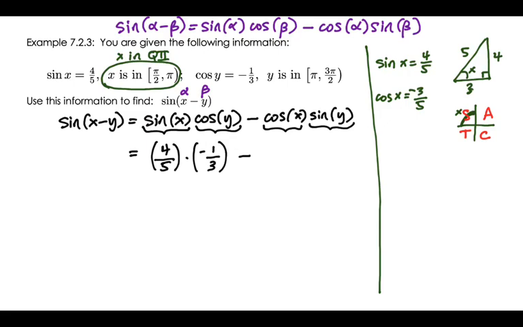So I did that so I could come over here in my formula. When they asked me for cosine x, that's got to be negative 3/5. All right, then I've got to do the same thing with y. So they tell us that cosine y is negative 1/3. I'm going to put y in a right triangle.